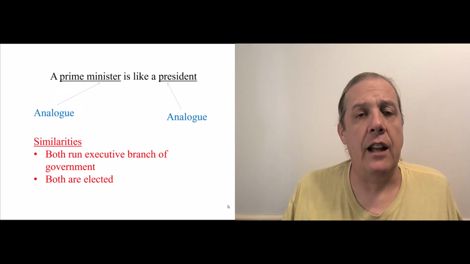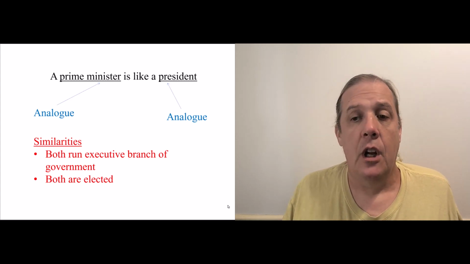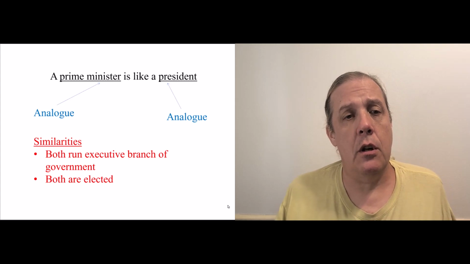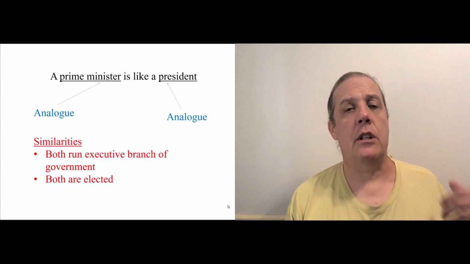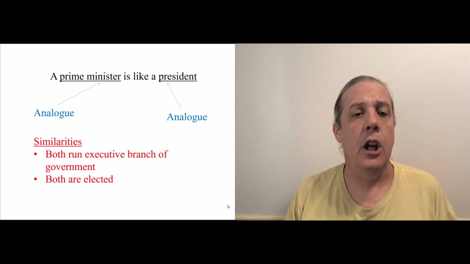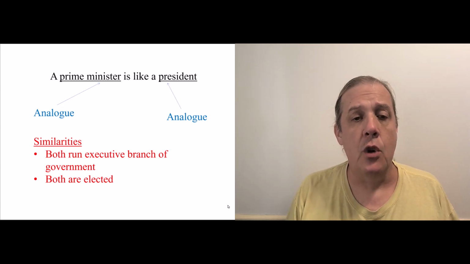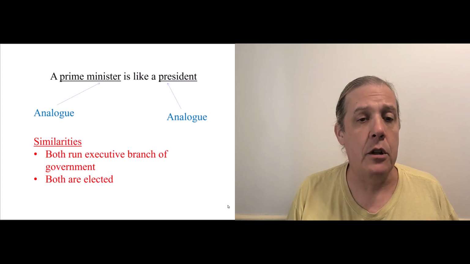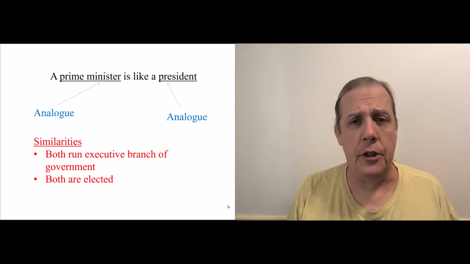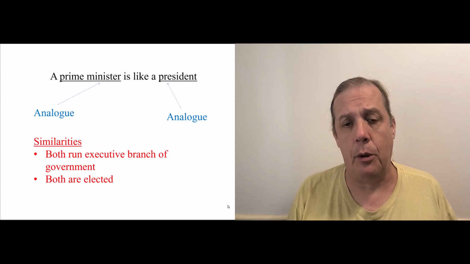So here's an example of an analogy that is just a single statement. A prime minister is like a president. So it has two sides, which we're calling analogs. On the one hand, the prime minister, on the other hand, the president. This analogy actually doesn't specify any similarities, just leaving that to the listener to fill in. But we can imagine some, right? Both prime ministers and presidents run the executive branch of the government. Both are elected. The chief difference is that prime ministers are elected by the parliament, whereas presidents are elected directly by the people.